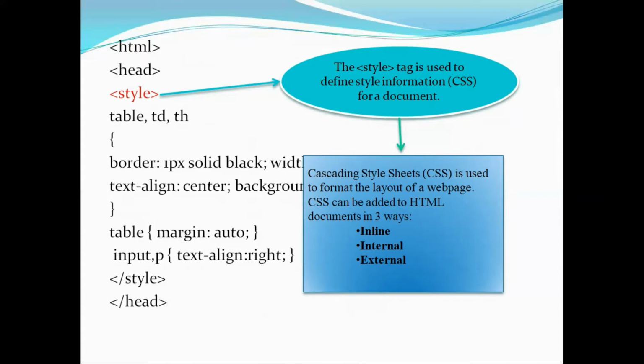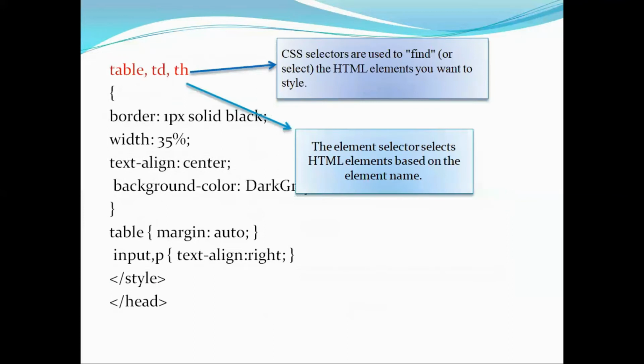That is, we are embedding the cascading style sheets inside the HTML document. Usually, the style sheets part will be specified inside this head tag. Next is how to specify those style sheets. For that reason we are using cascading style sheet selectors, which are used to select the HTML elements we want to style. Here we are using element selectors. There are different selectors available in cascading style sheets, but we are using the element selectors.